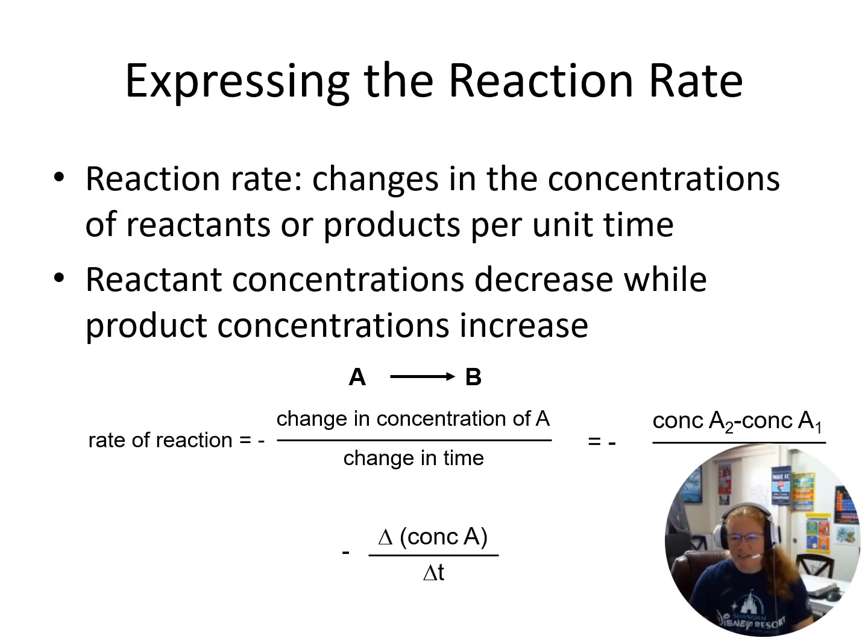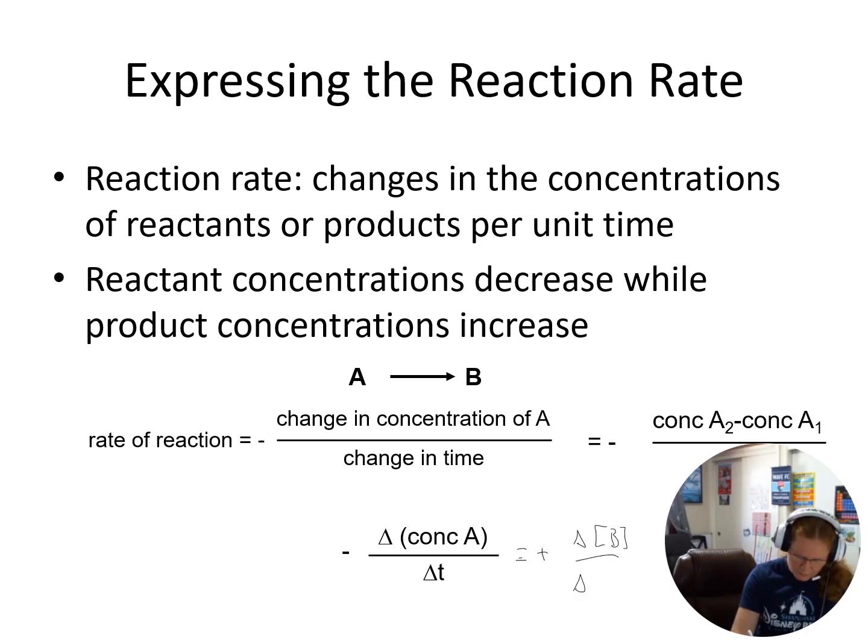We can express the reaction rate by understanding that the concentration is changing per unit time. I'm losing my reactants, I'm gaining my products, so I'm going to deplete my reactant and gain my product. I can show this as a negative change in concentration of A over the change in time, or I can show it as a positive change in the concentration of B over time, because I should be gaining B. The concentration of B will go up, because that's the product. The concentration of A will go down, because that's the reactant.